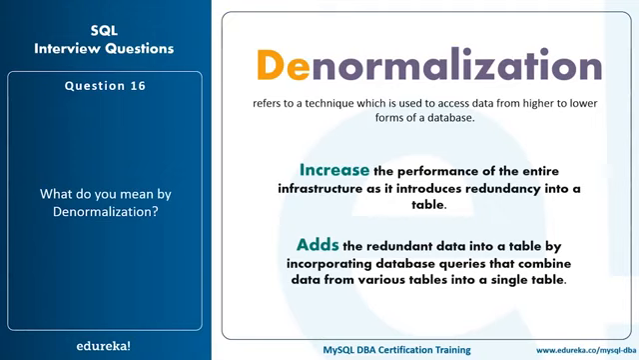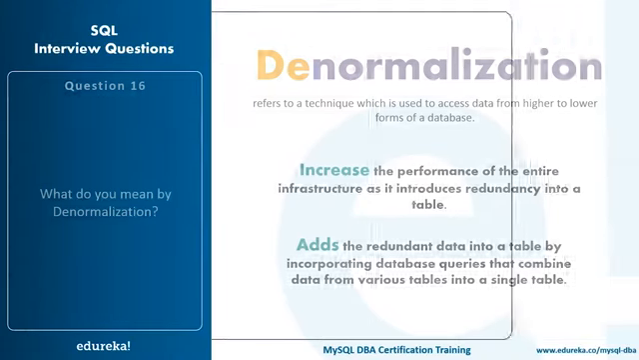So if you have to explain denormalization, you can say that it is a technique which is used to access data from higher to lower forms of database, and it adds redundant data into the table by incorporating database queries that combine data from various tables. So I hope I'm clear with this point.